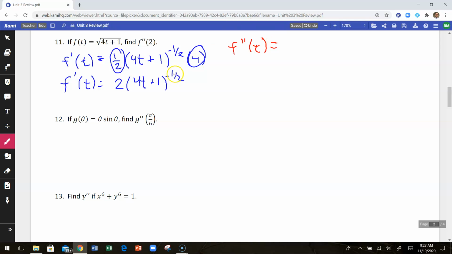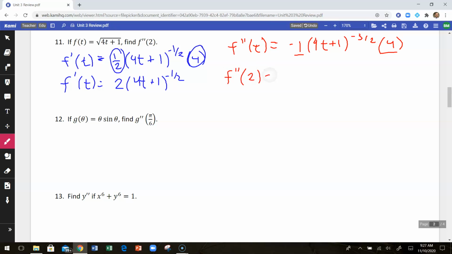Now, when we have that 2 out front, I just need to now multiply the negative 1/2 down by that 2. So that's going to give me negative 1 times 4t plus 1 to the negative, I need to subtract 1 from negative 1/2, so that's going to be negative 3/2, and then chain on again the derivative of the inside, which would be another 4. So again, I'm going to multiply the 4 and the negative 1 together to put that as a single constant out front, but I'm also going to go ahead and evaluate.